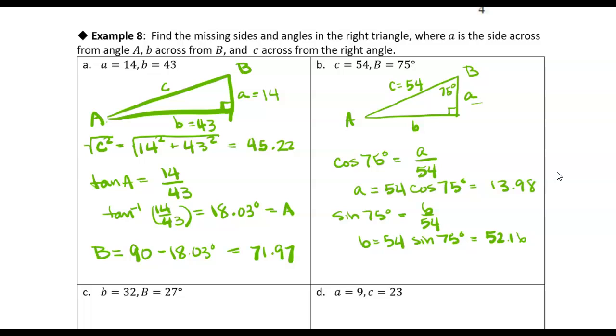All right, last thing we need to find is angle A. We already know angle B, and we know the 90-degree angle. So again, the easiest thing to do would just be to subtract the 75 degrees from 90, and we get 15 degrees. All right, that takes care of part B.